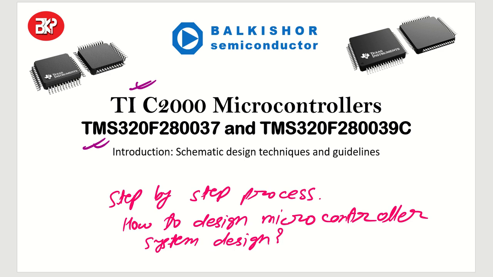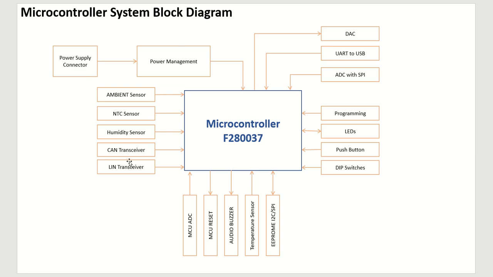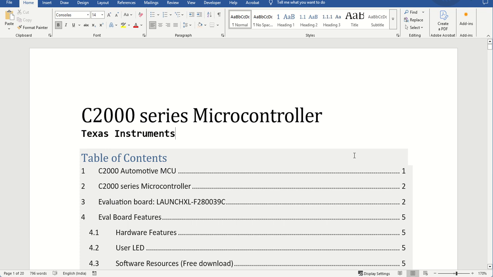Okay. So let us say we have a block diagram that we have prepared. We have power supplies and we have other peripherals that are required for the complete system design. All right. So what we have done is we'll try to introduce you to the things that we'll be taking care of for the C2000 series microcontroller. Okay.